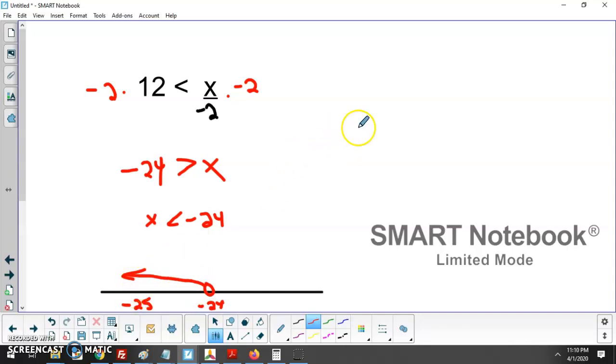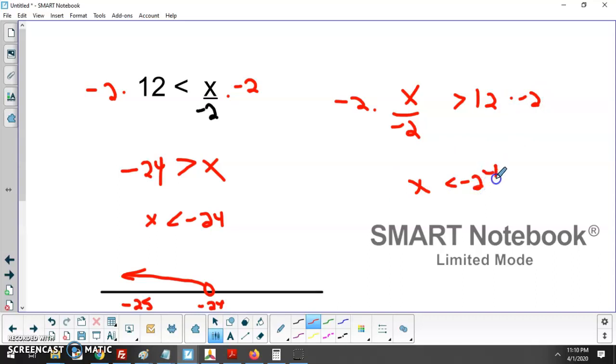Now if you wanted to, you could have rewritten the inequality first with the variable on the left. So x over negative 2 is greater than 12. And then when you solve this one, you just flip it back again. You're multiplying by negative 2 on both sides as well. So it's basically, you just switch the order of those 2 steps and you get to the same answer. And you graph it just the same way.